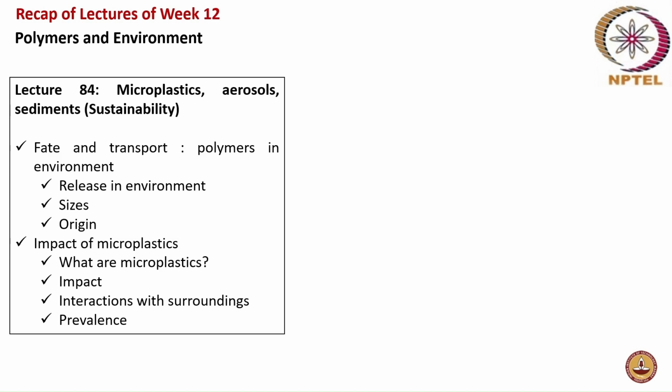And where are the microplastics prevalent? They are prevalent in water bodies. They are prevalent in digestive tracts of vertebrates and invertebrates. They are present in terrestrial environments like soil, sediments, ice caps. They are also present in the atmosphere, like in aerosols. Due to their low density and small size, the microplastics are also prevalent in the atmosphere in the form of aerosols. So these were the major discussions.